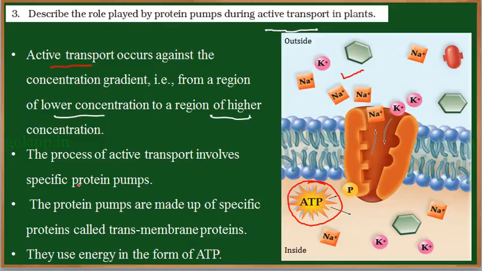And for active transport, the cell requires certain proteins. These are called protein pumps. With the help of protein pumps, the ions are transported from lower concentration to higher concentration. Here we are taking an example of ions, but many of the substances which cannot transport through the plasma membrane can be transported through the protein pumps.